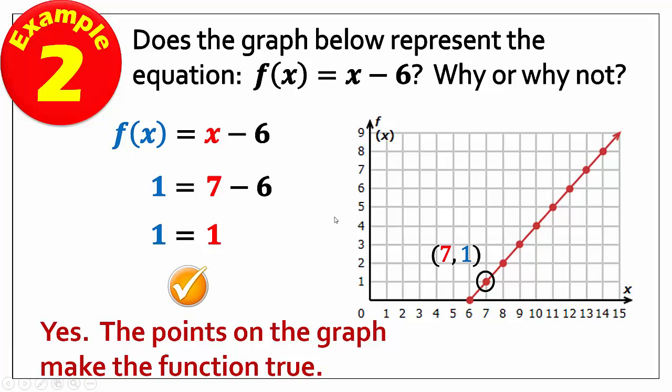Which gives us 1. And so, since both sides are equal to one another, yes, the points on the graph make the function true. I could have chosen this one, which might have even been easier. I could have chosen (6, 0). And then I would have done 0 equals 6 minus 6. And does 0 equal 0? Yes. So you can see it doesn't matter which points I choose, I'm still going to get the same answer. So choose whichever one you think would be easiest for you.